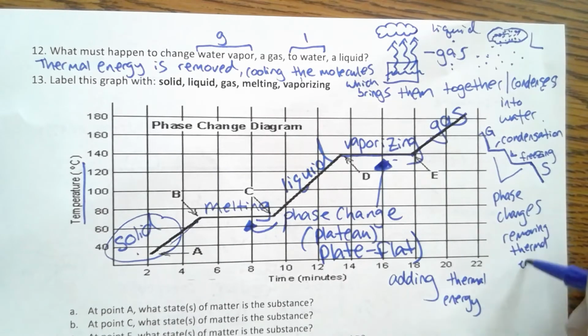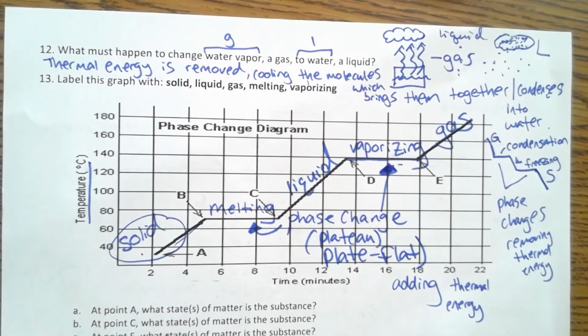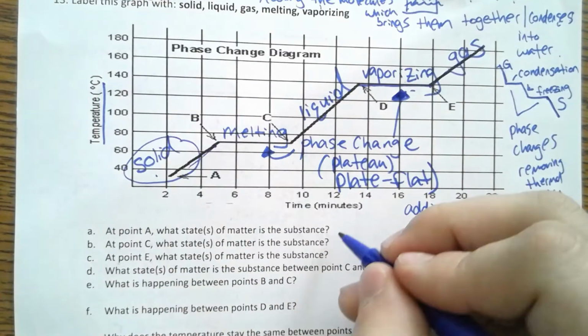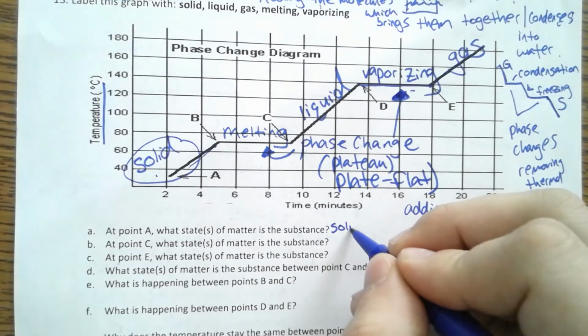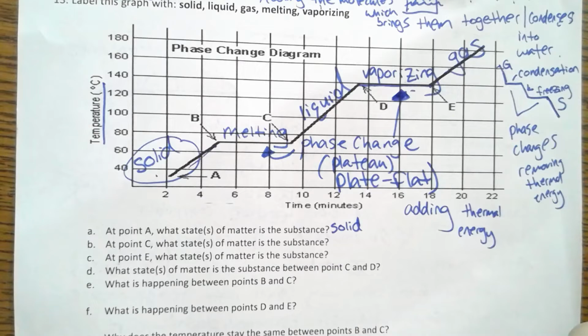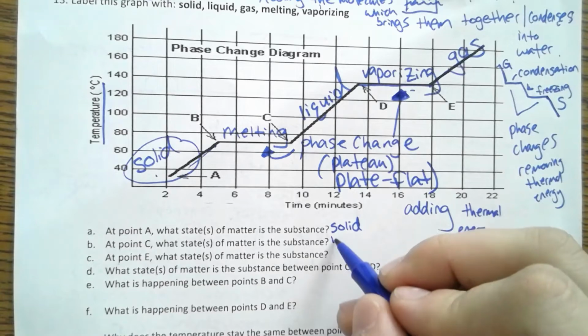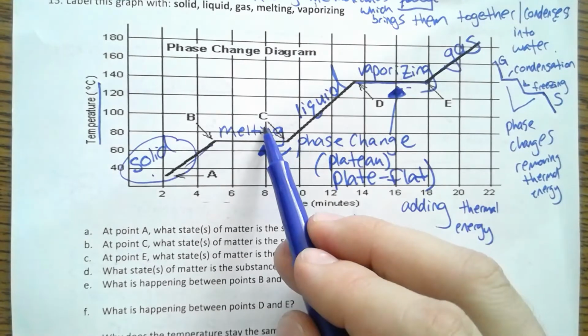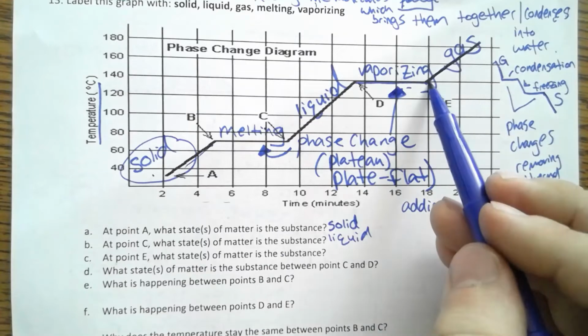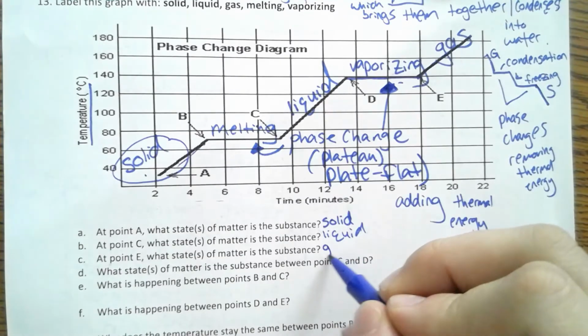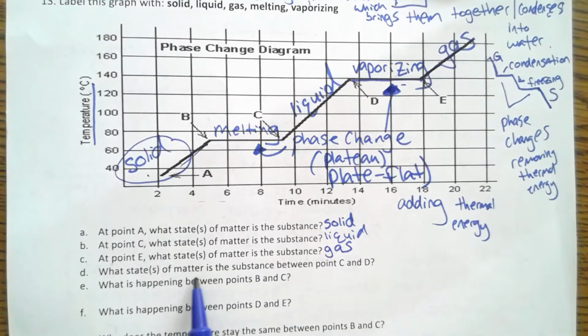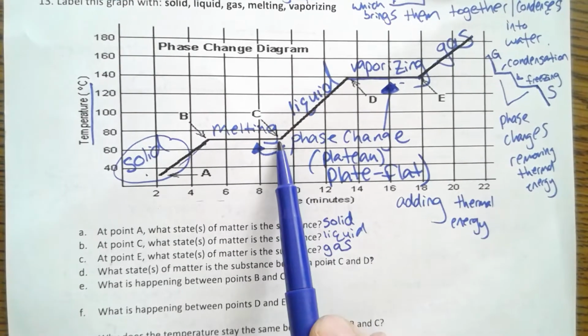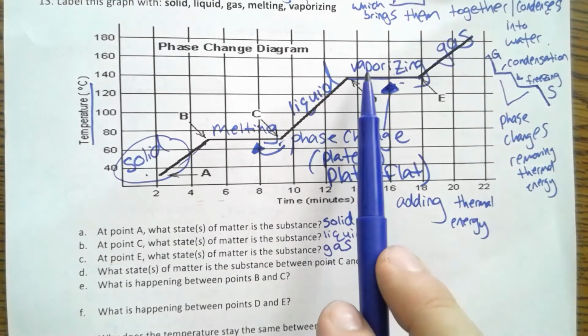Okay, at point A, what is the state of matter in a substance? Well, now that we have this all beautifully labeled, we can just breeze right through this. Solid. At point C, what state is it? It's a liquid. Right here. At point E, what is it? It's a gas. What states of matter is the substance between points C and D? So if you look over here, between C and D, it's a liquid.